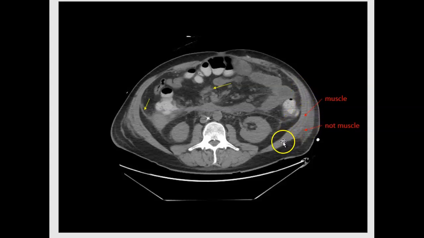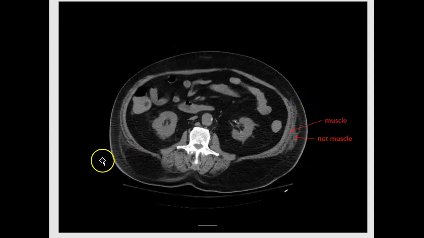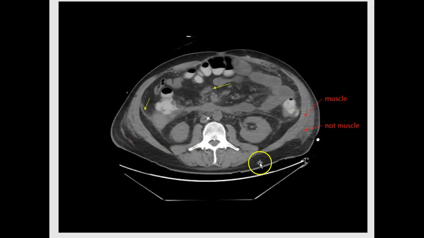But here, another big common question that we always have to think about and look at these images carefully is, where does the muscle end, where is the ligament? And so again, this is not muscle here. So very carefully, we have to make sure we understand where muscle is and what muscle isn't.